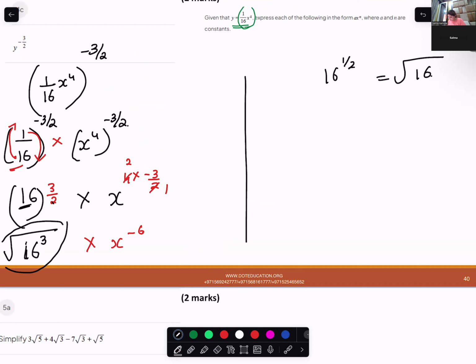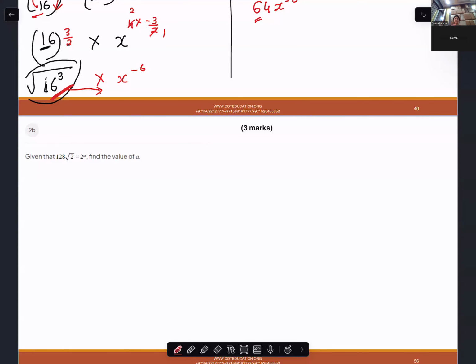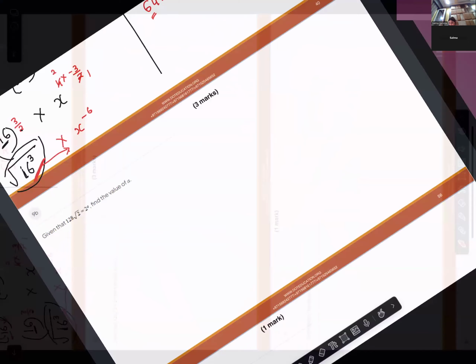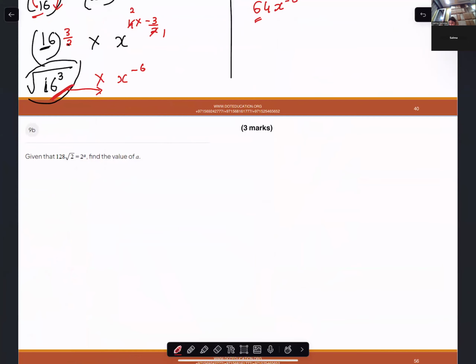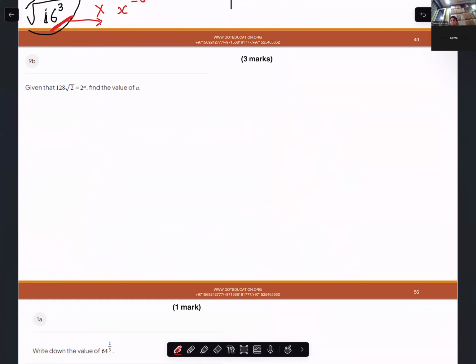Okay. So in the next video, we will solve more questions. Let's do the next question. You're given this question and you have to find the value of A. The first thing that you will always do is start thinking. You have to find value of A. You're given 128 root 2 is equal to 2 to the power A.